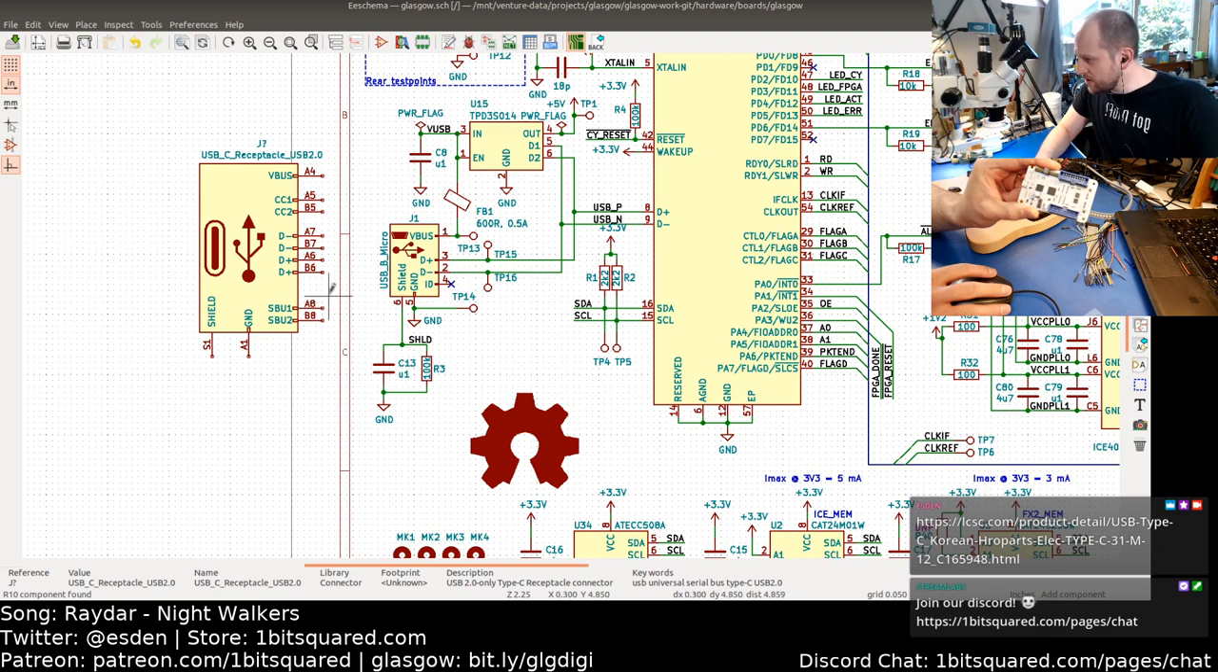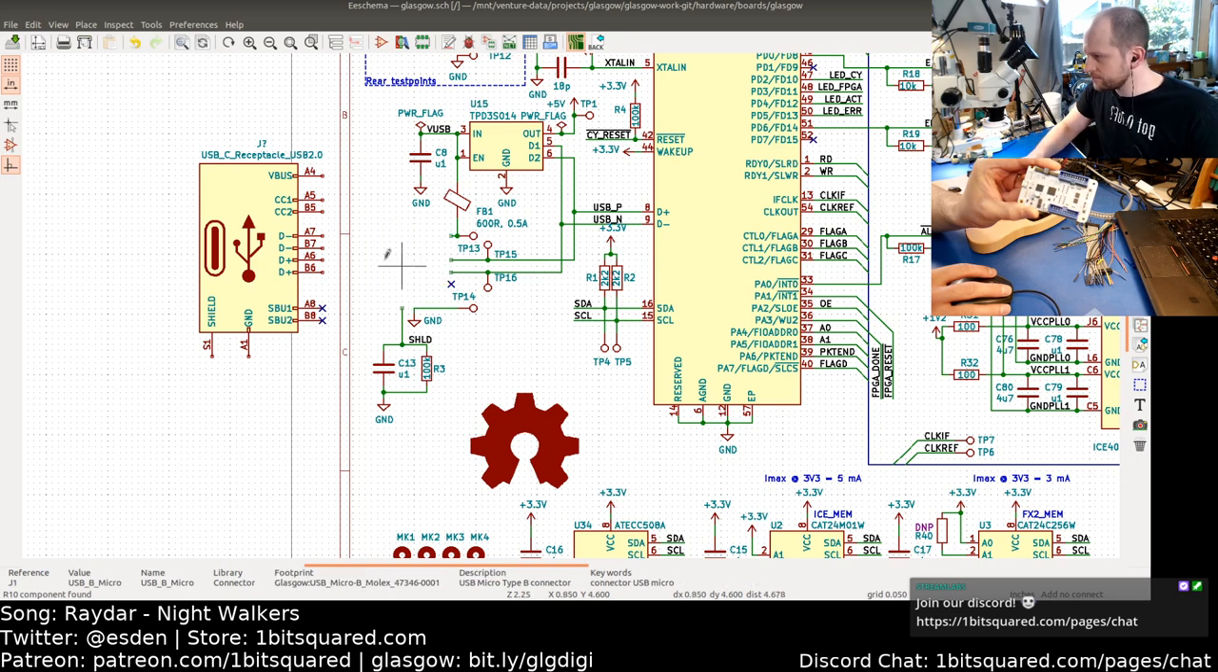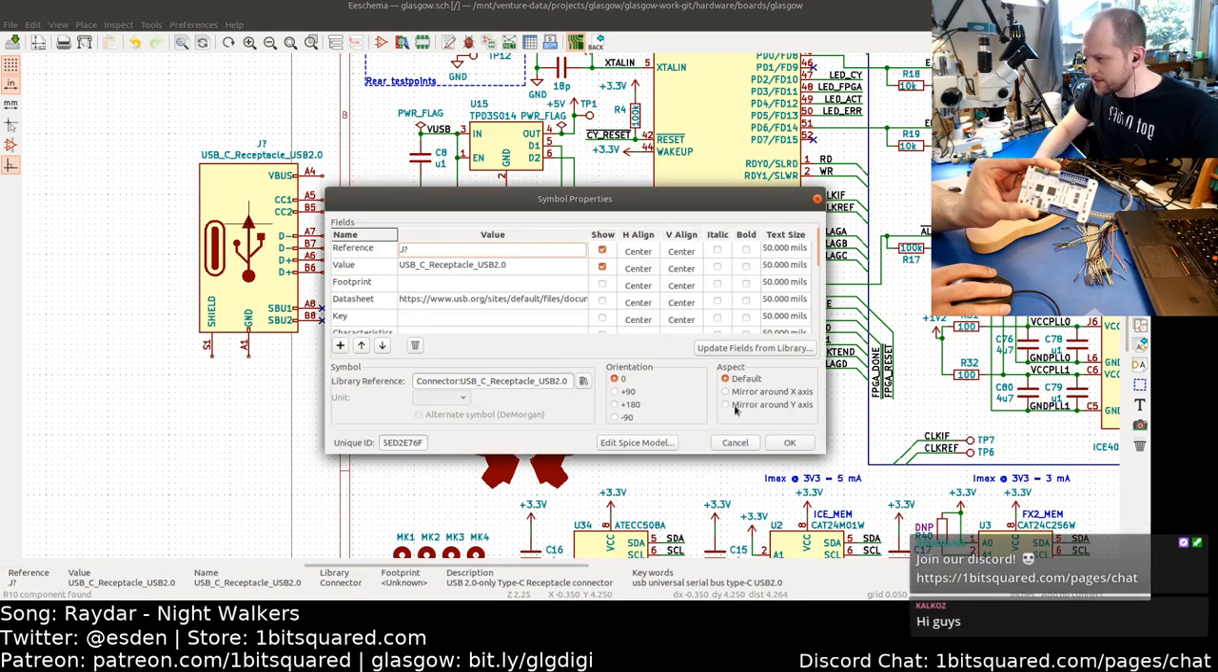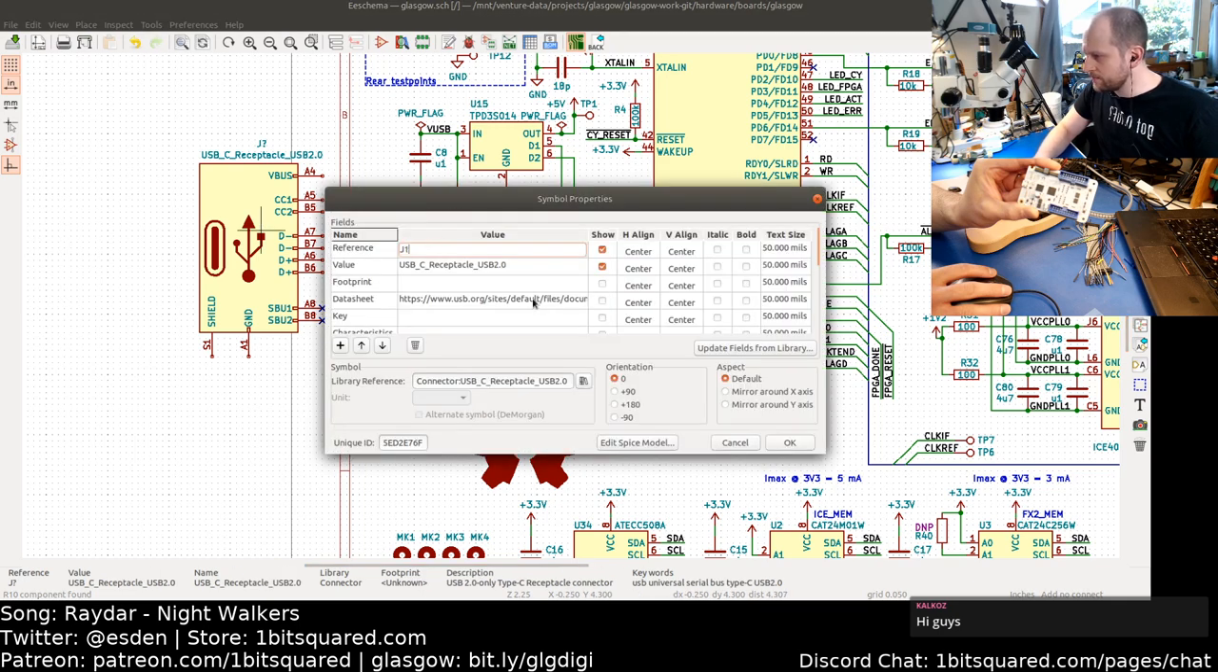I know that SBU1 and 2, I don't remember exactly what they do, but they are not connected, so we can do this immediately. And then we have USB N and P, so negative and positive, right? We have to swap the position of those on here for the schematic. So we can delete this and then rename this to J1, yes. And then rename that to J1.